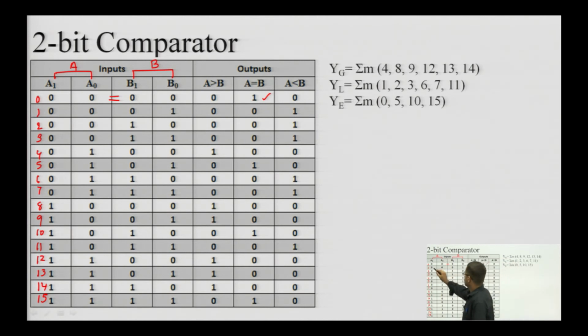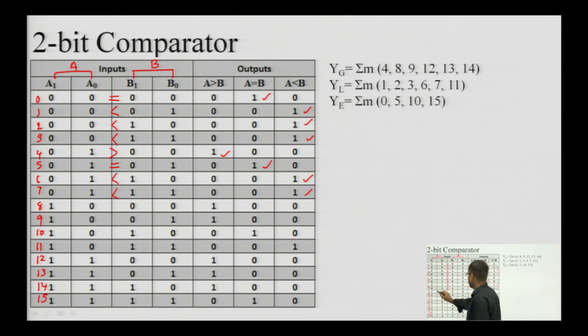Similarly, we can see that 0 0 is less than 0 1. So, that is why a is less than b. Similarly, here also a is less than b. Going further, 0 1 is greater than 0 0. So, a is greater than b. 0 1 is equal to 0 1. So, that is why a is equal to b. 0 1 is less than 1 0, 0 1 is less than 1 1. So, we can see that both are giving high output for a less than b.